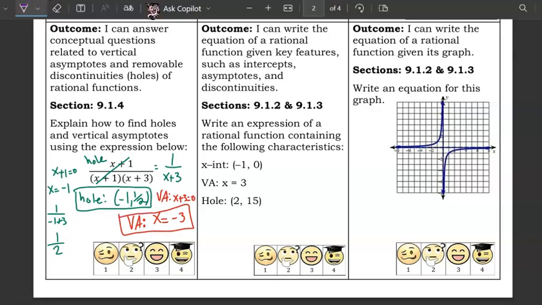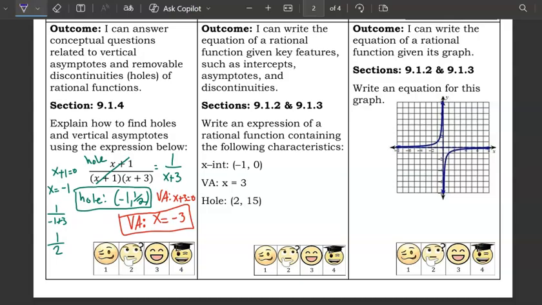Outcome: I can write the equation of a rational function given key features such as intercepts, asymptotes, and discontinuities. Write an expression of a rational function containing the following characteristics. The x-intercept is (-1, 0), the vertical asymptote is at x equals 3, and a hole at (2, 15). All right, so first we will write our factors.